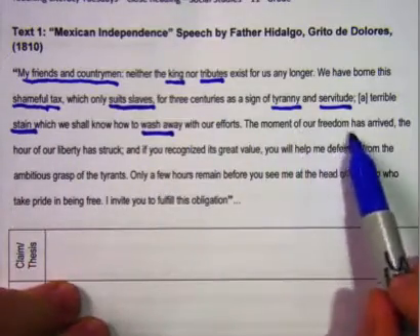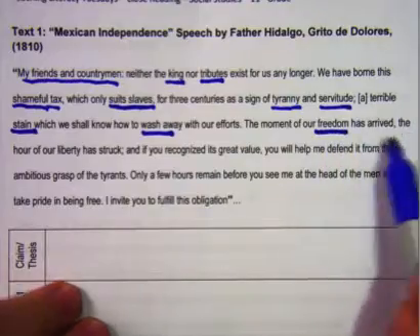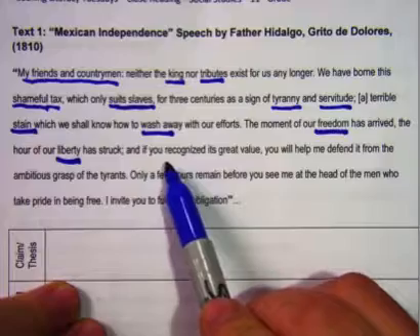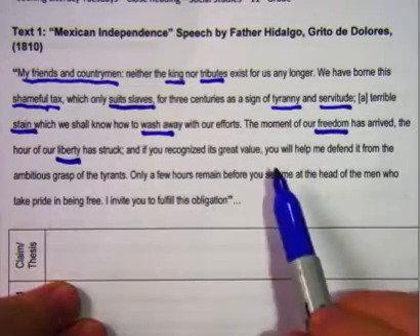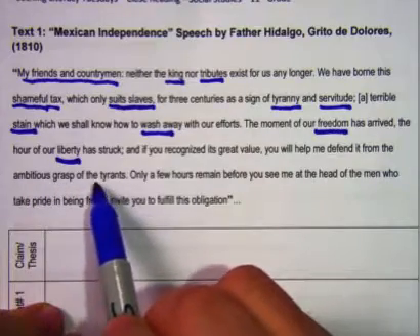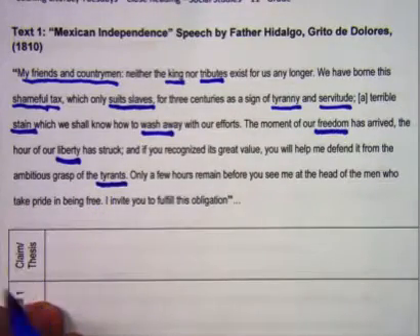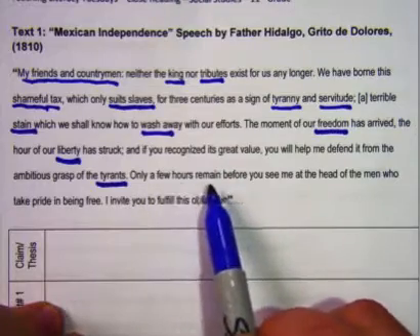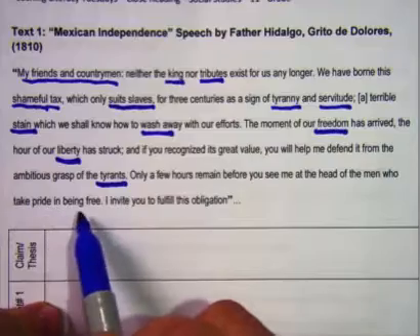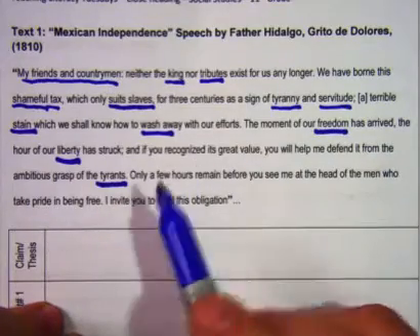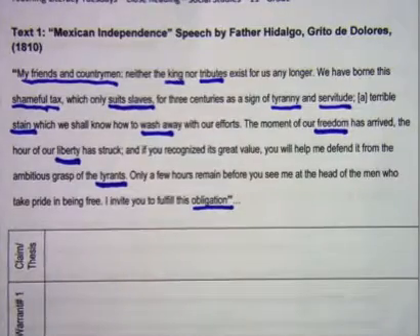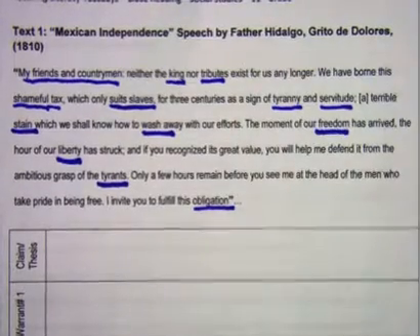The moment of our freedom has arrived. The hour of our liberty has struck. And if you recognize its great value, you will help me defend it from the ambitious grasp of the tyrants. All right, so tyrants are coming up more than once here. Only a few hours remain before you see me at the head of the men who take pride in being free. I invite you to fulfill this obligation. All right, so he seems to think that they are obligated to take some sort of action.